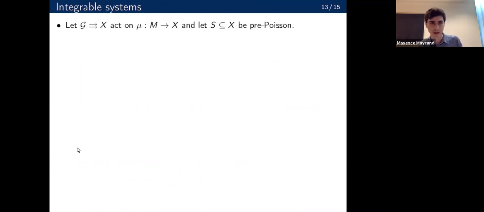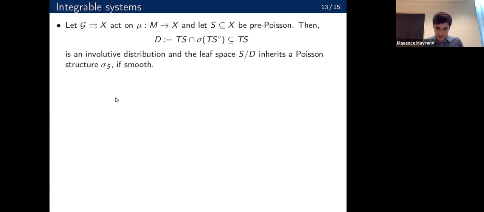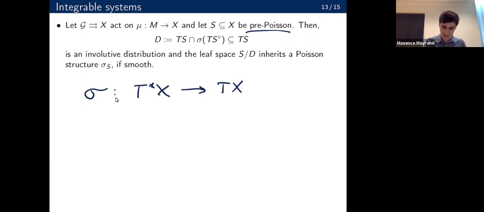Okay, let's take the most general setup of symplectic reduction along some manifolds. We take a symplectic groupoid acting on a symplectic manifold N with this moment map, and we take S as a pre-Poisson submanifold. Then, as a consequence of being pre-Poisson, this distribution D here, where I recall sigma here is the Poisson structure on S, gives us an involutive distribution on S, and you can take the leaf space. And this happens to inherit a canonical Poisson structure from sigma, if this distribution is regular, meaning that the quotient is smooth.